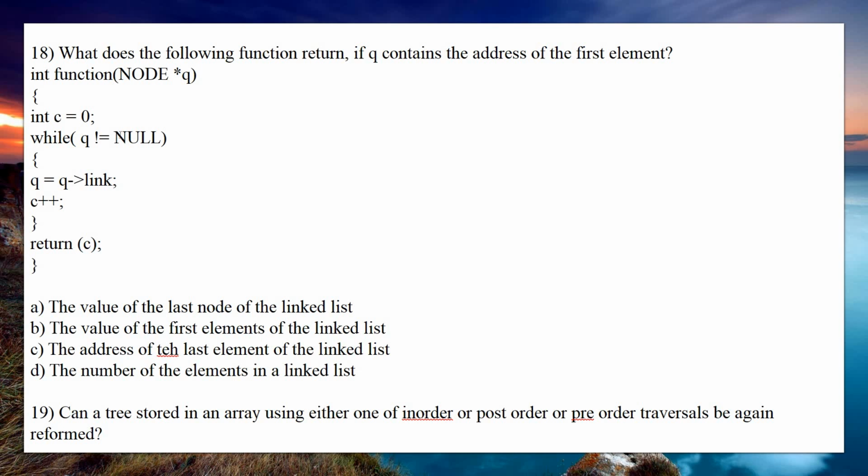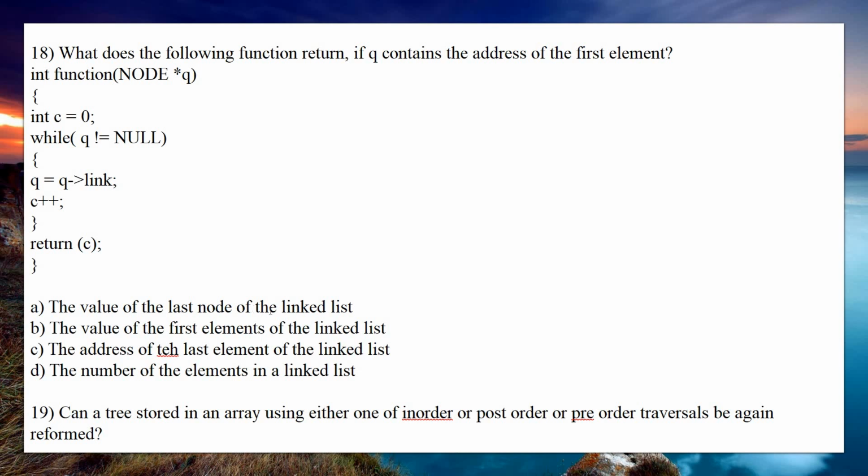Again it checks whether the address is not equal to null. So again the condition becomes true. Again Q is equal to Q's link, which points to the next element. It keeps on pointing, and finally it will return C, which is nothing but the count we have considered. So this will print the number of elements in a linked list.